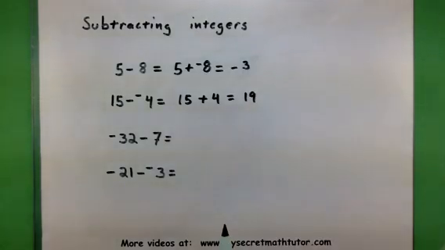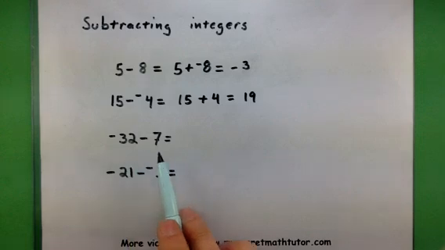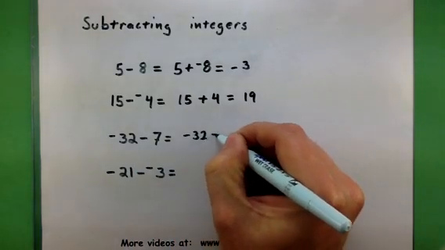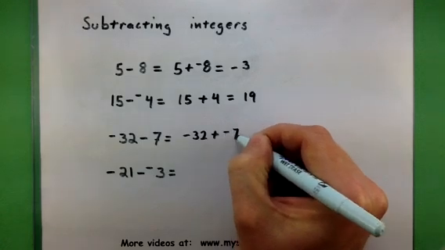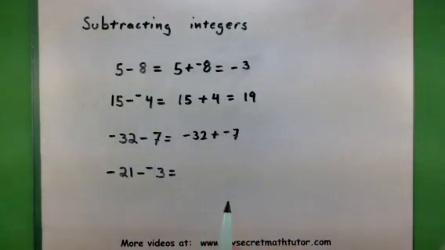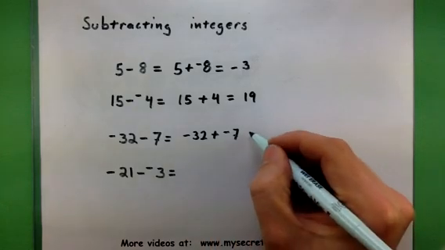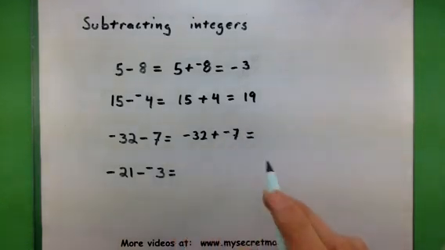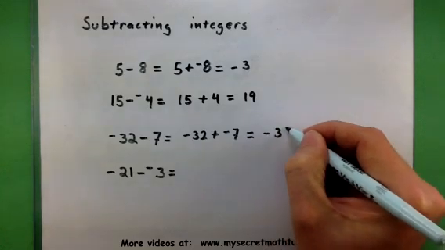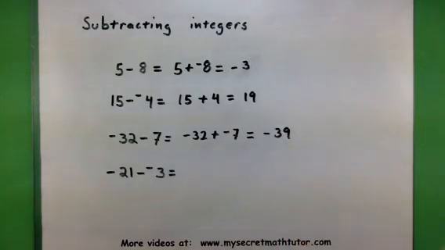Let's do these last two. So -32 minus 7. First number will not change. Plus the opposite of the second number. So 7 turns into -7. Now I use my rules for adding integers of the same sign, and this gives me an answer of a -39. Alright, one more to go.